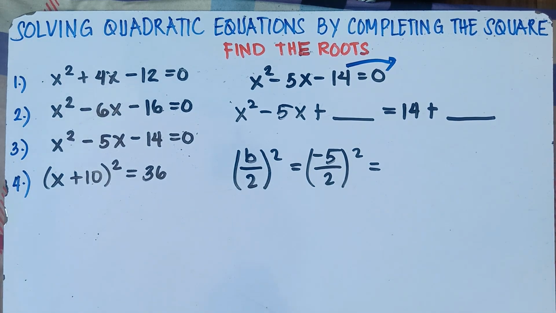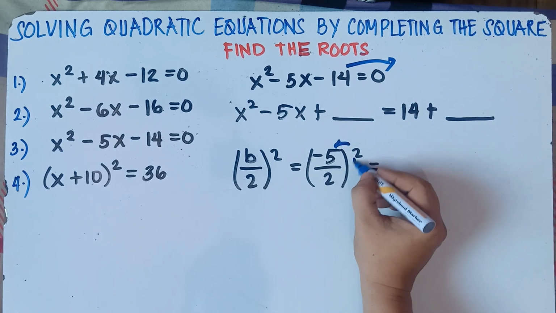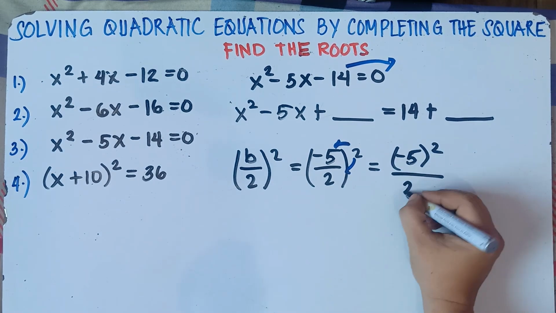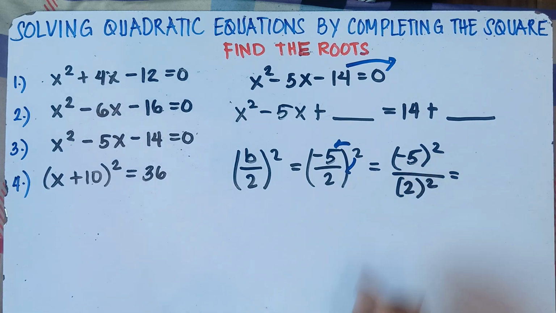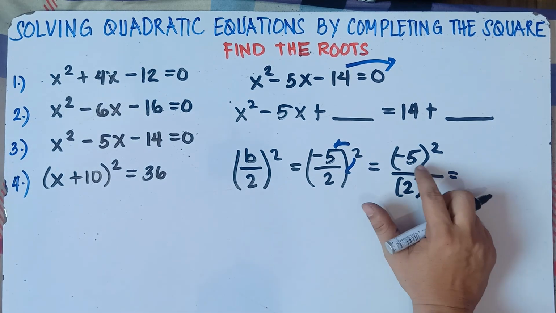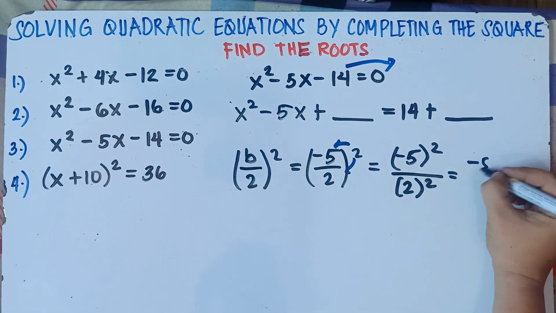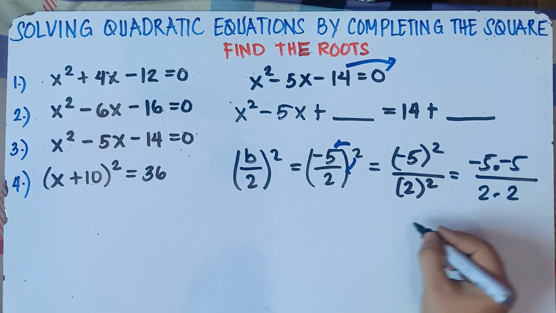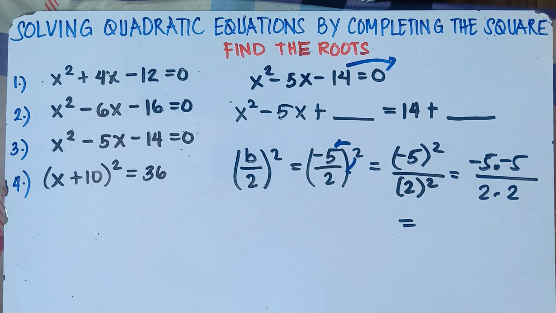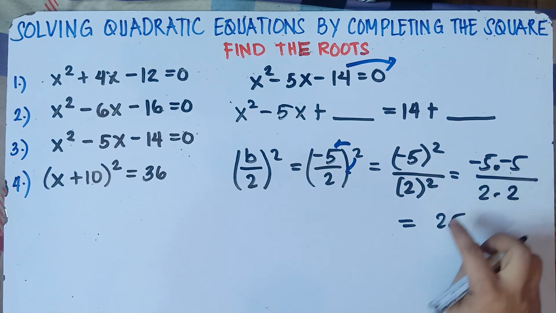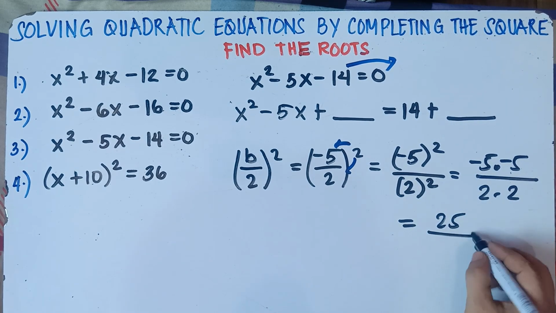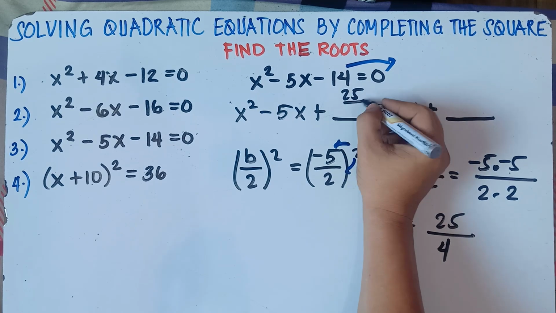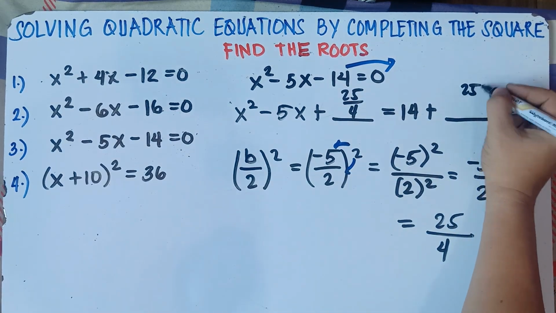So the thing that we will do, class, we just simply distribute this one. So this will be negative 5, then quantity squared over 2, then quantity squared. So negative 5 squared means you multiply negative 5 by itself. This will be negative 5 times negative 5 over 2 squared, which means 2 times 2. So negative 5 times negative 5 is positive 25. Negative times negative is positive. 5 times 5 is 25. Then 2 times 2 is 4. So therefore, we need to add 25 over 4 on the left and 25 over 4 on the right of this equal sign.